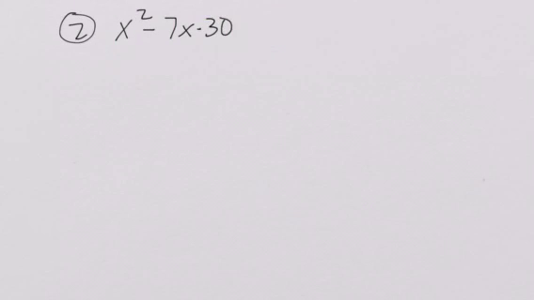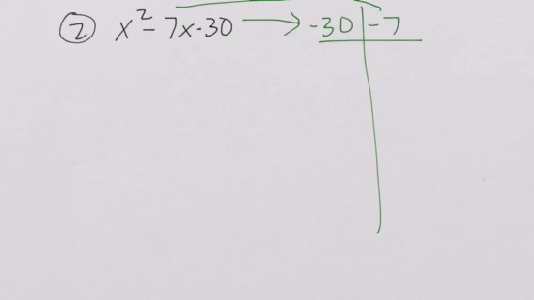All right, let's factor our next trinomial. So we're going to set up our factor T. The negative 30 is going to slide over. The negative 7 is going to go into the second column. So now I'm looking for two numbers that when I multiply them together, I get negative 30, and when I add them together, I get negative 7.